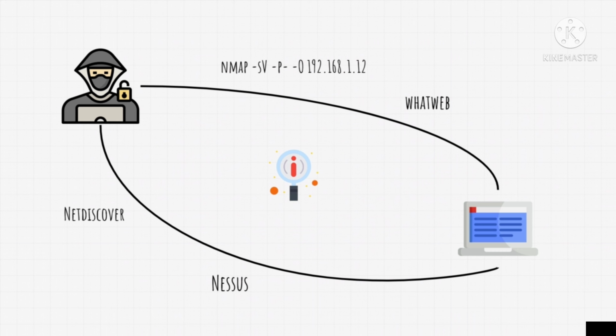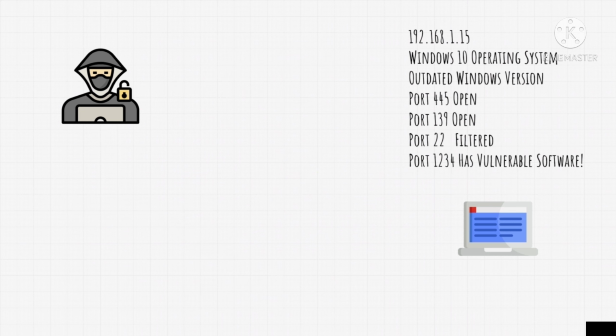Right now, the next step is to use that information we have to gain access to our target. Here is how the process goes. Imagine this is our target, and this is the information that we gathered for it. It is running Windows 10. We found out it has an older version of Windows 10 that hasn't been updated lately. We found 3 open ports and 1 filtered port, and we know for sure that one of those open ports has a vulnerable software running on it, since we also performed vulnerability analysis.